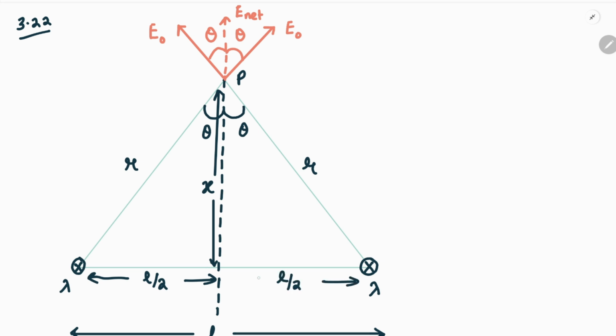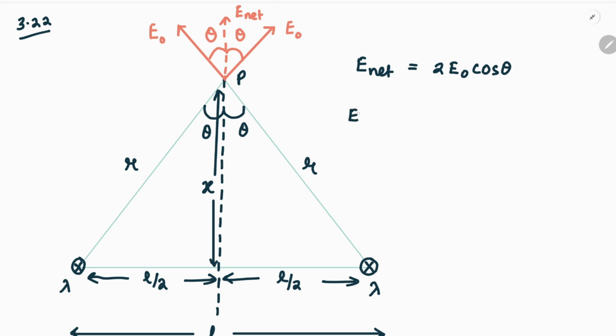respectively, and from this distance x we are considering a point P which is at a distance r from the two infinitely large threads. So over here we can say that E net can be written as 2 E naught cos theta. So E naught cos theta due to the first wire, and then again E naught cos theta due to the second wire.